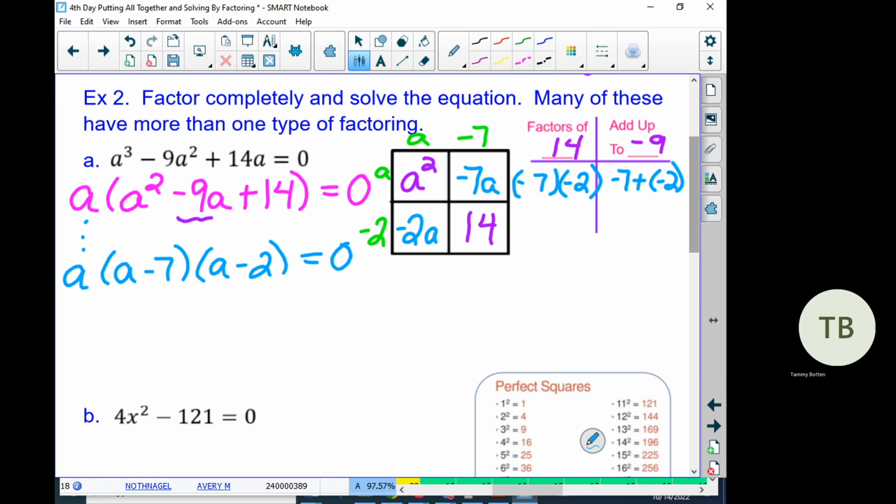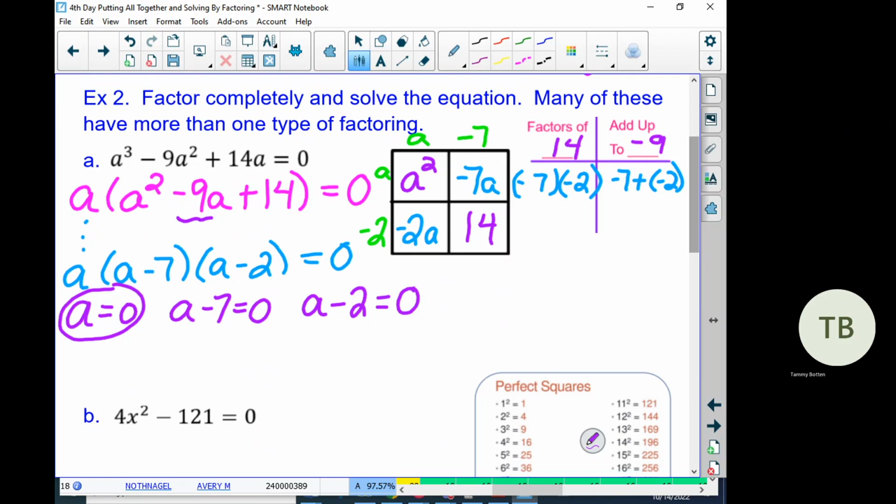And what I need to do is find what a is. Okay. So basically what you would be doing here is setting a equal to 0. You would set the a - 7 equal to 0. And you'd set the a - 2 equal to 0. Okay. So this is already an answer. The a equals 0, that's an answer.